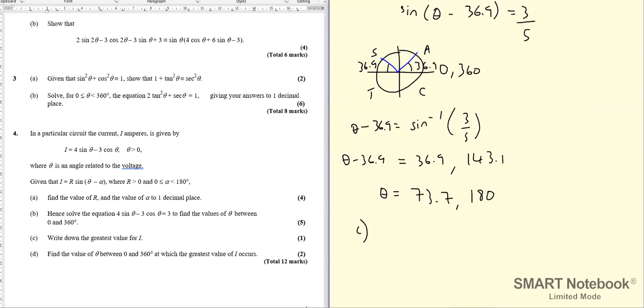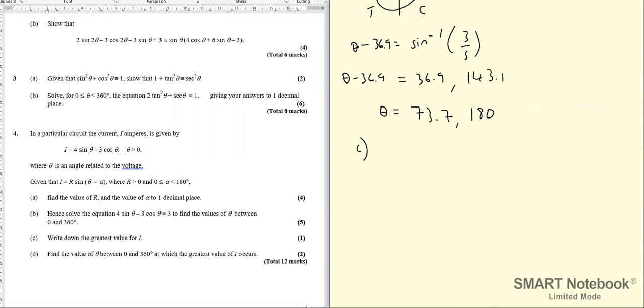Let's have a look at part C. It says write down the greatest value for I. Now, I, which was given to us, is the same as 5 sine theta minus 36.9 degrees. If we think about this, there have been two transformations on the sine graph. If you think about the sine graph, the maximum's 1, the minimum's -1, and between 0 and 360 will take up one cycle of the sine graph.